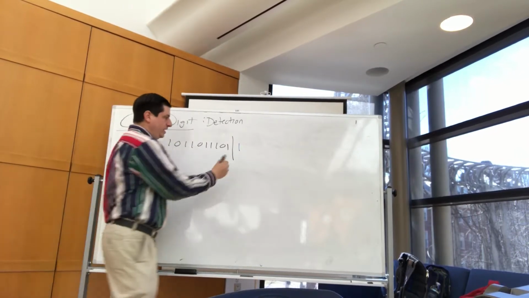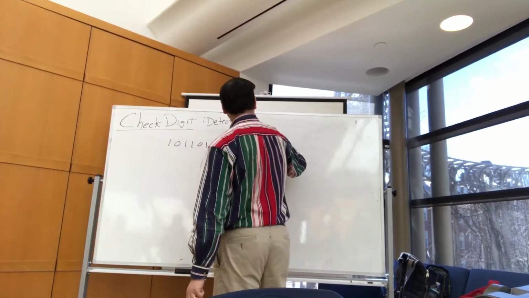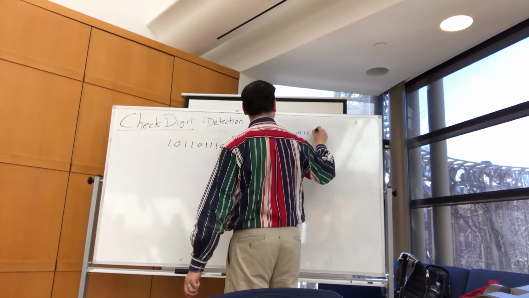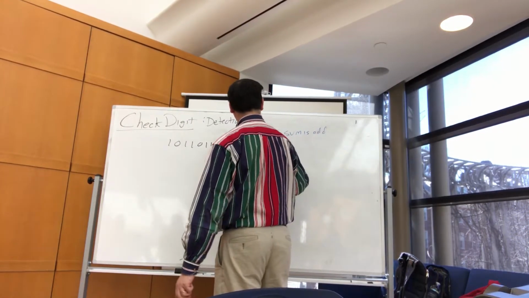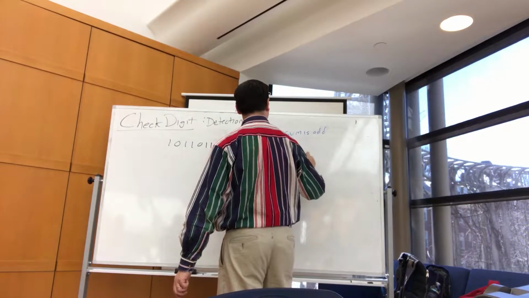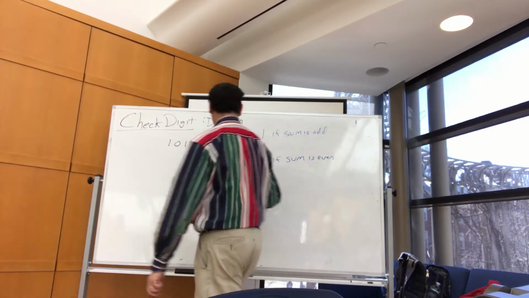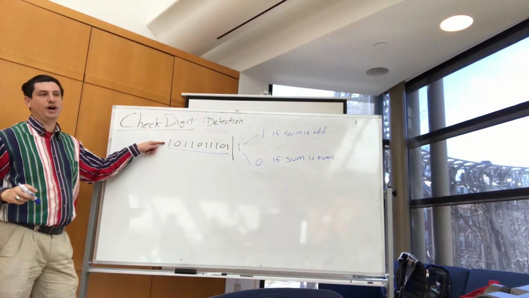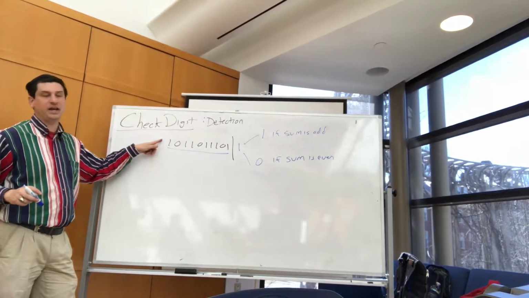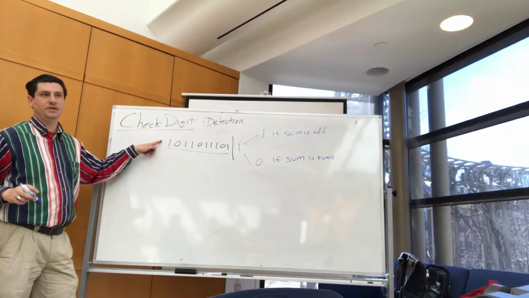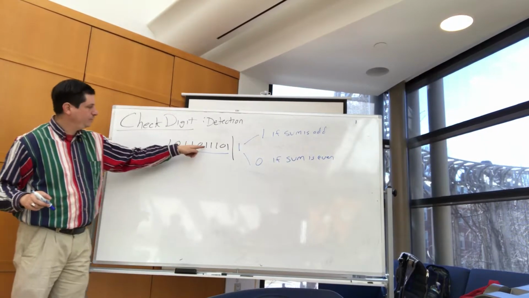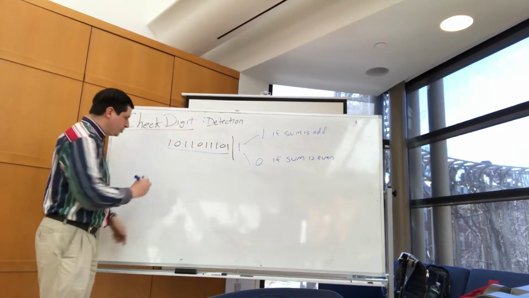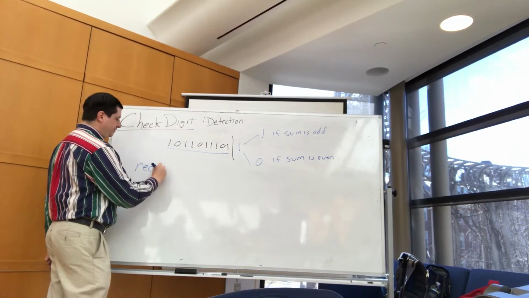So this is 1 if the sum is odd, and it's 0 if the sum is even. So I look at this over here. And by saying the sum is odd, it means I have an odd number of ones. Or saying it's even, I have an even number of ones. So here I have 1, 2, 3, 4, 5, I have 7 ones, so the check digit should be a 1.